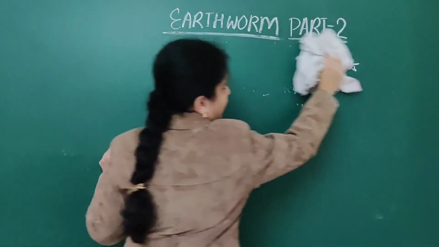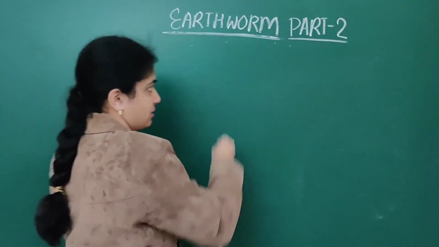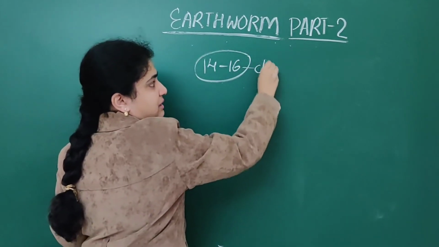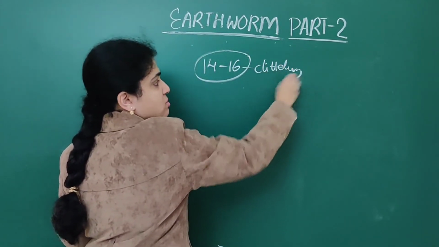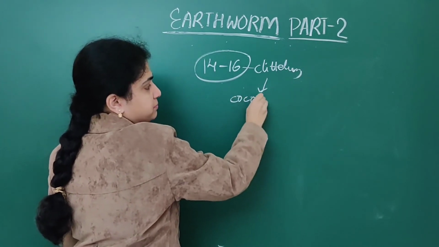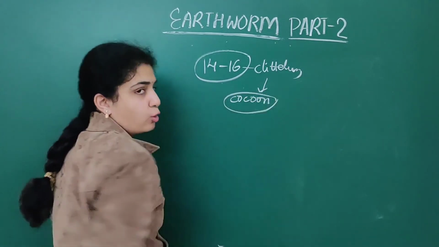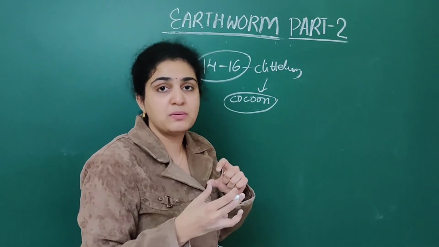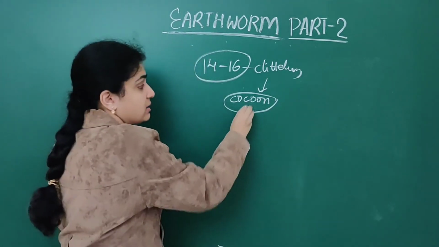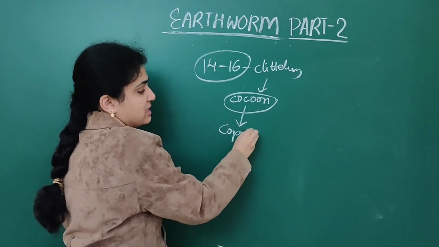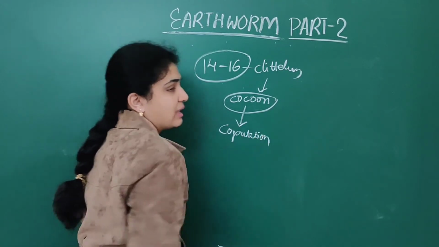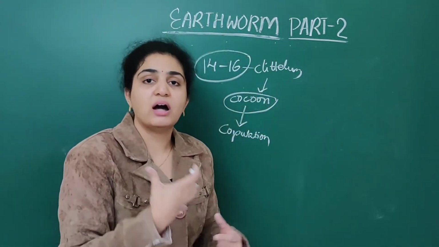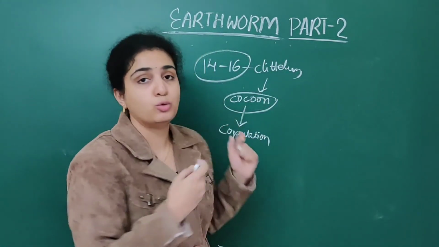I have told you about clitellum, right? Where will it extend mainly? It will extend from 14 to 16 segments. This clitellum only will produce cocoon. In this cocoon only, the ova as well as the sperms meet each other, and copulation takes place in the cocoon. That is, the sperms will make the ova, that is egg cells, fertile in this cocoon only.